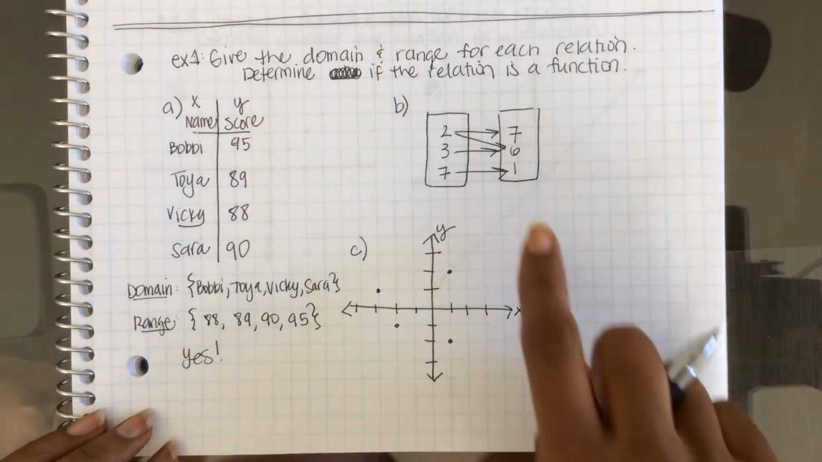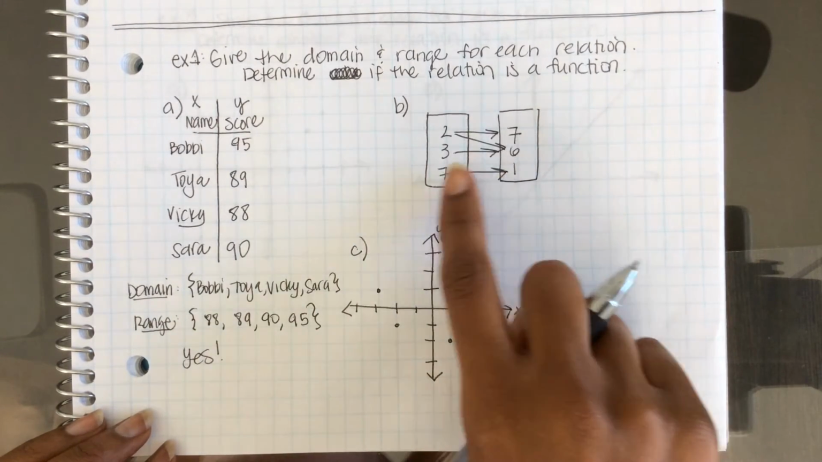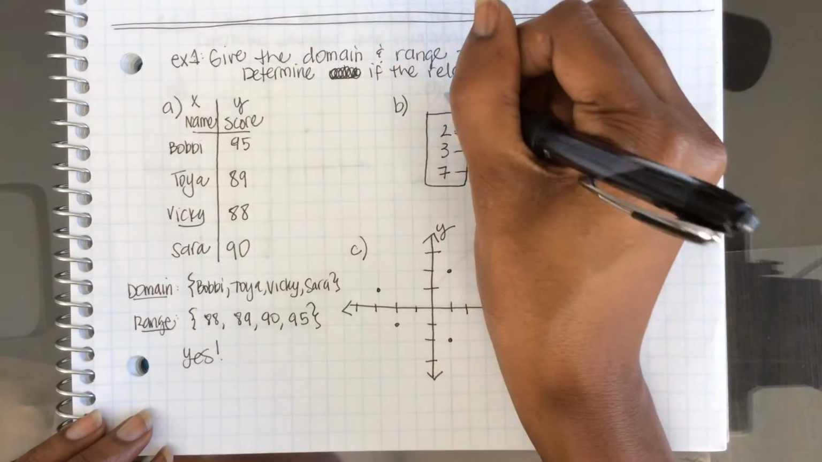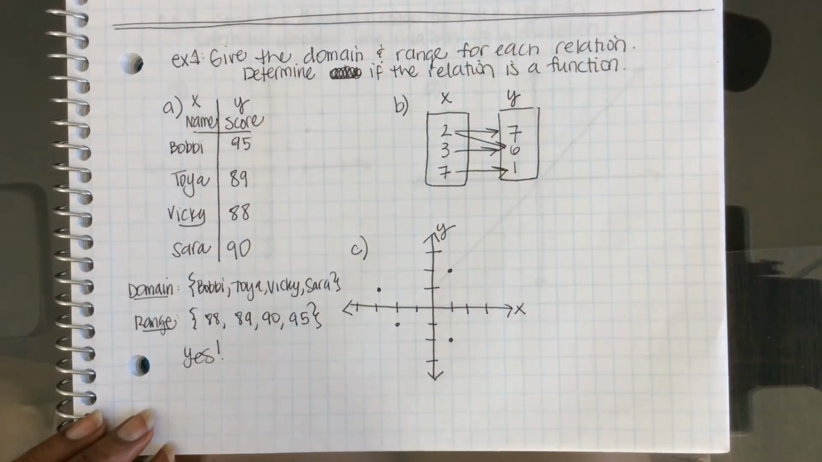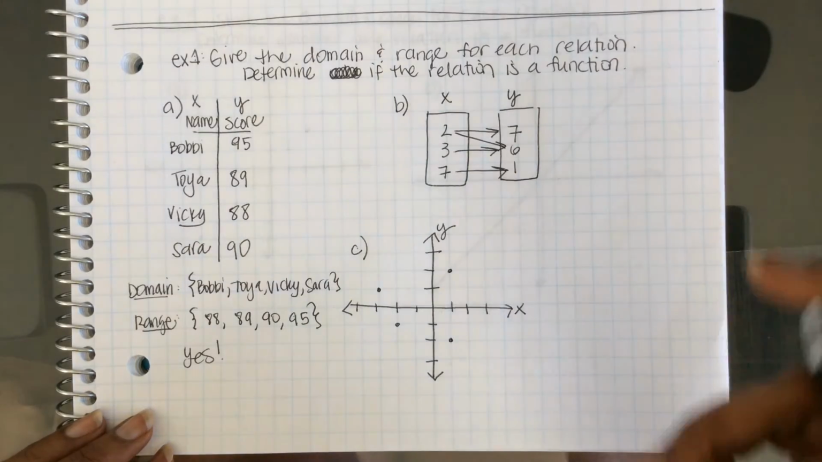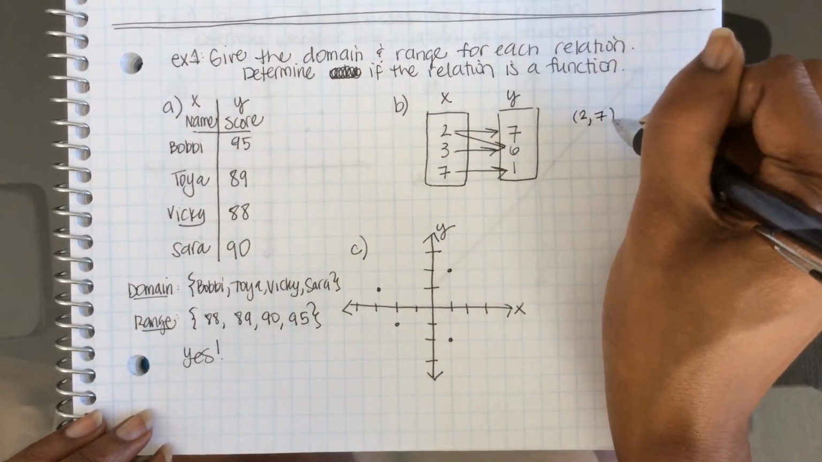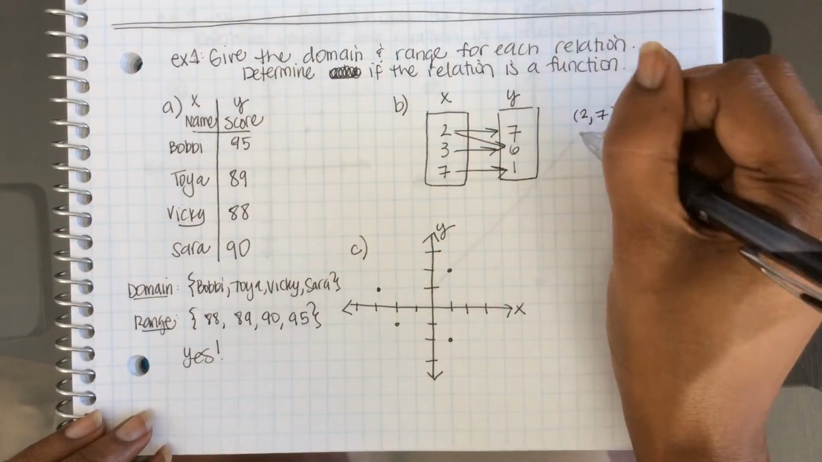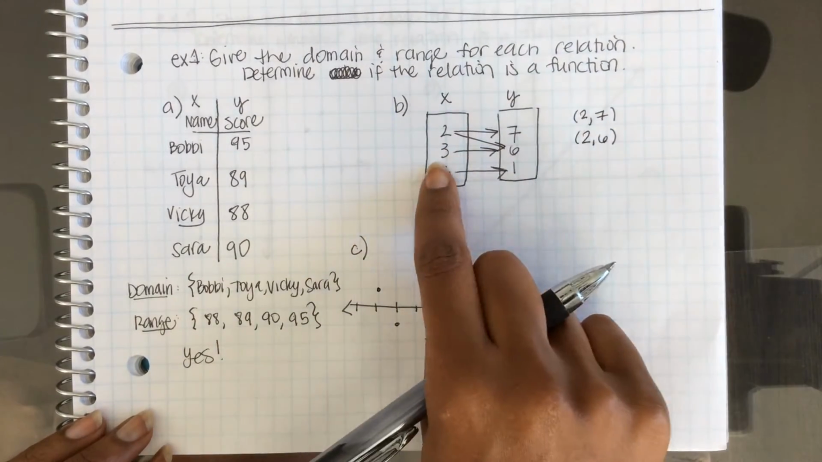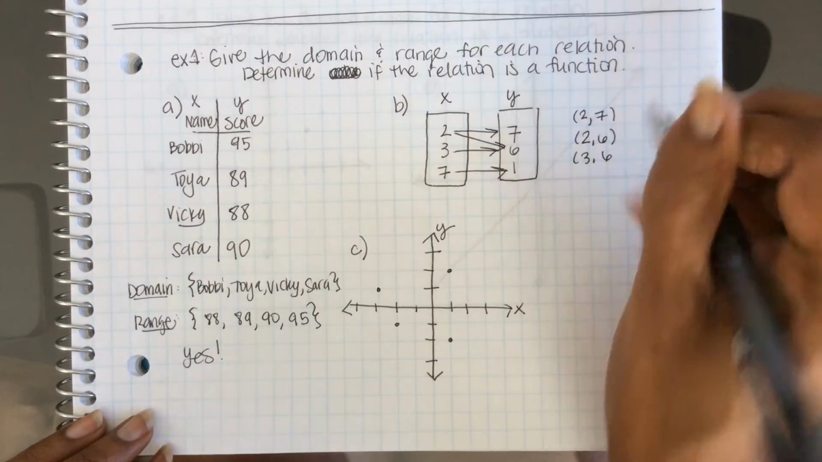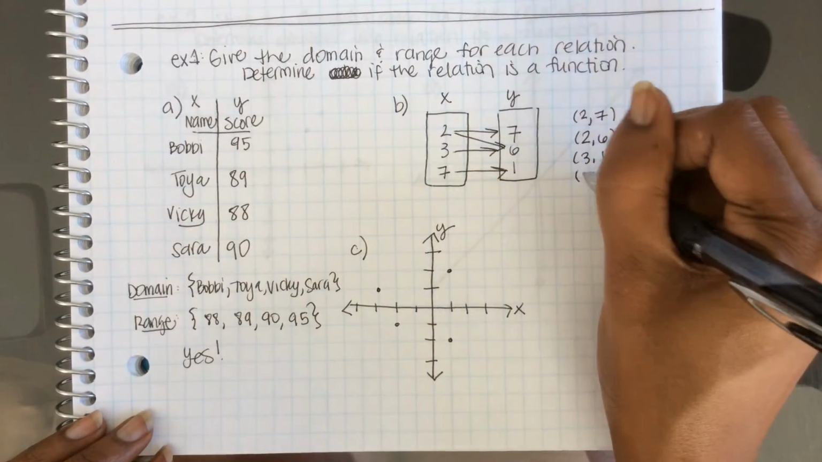If I look at example B, I could write this mapping of my x values to my y values as 4 different points. The first point would be 2 to 7. 2, 7, 2 to 6, 3 to 6, and 7 to 1.